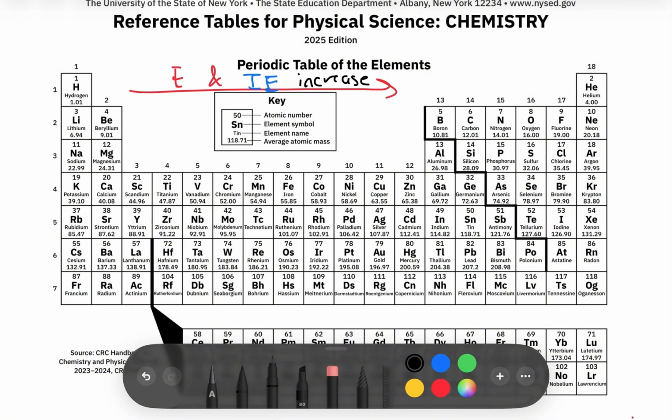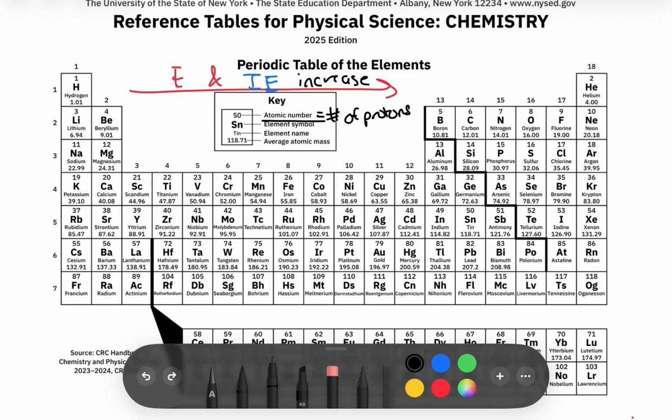Let's talk about why. Well, as we move across a period, we can see that the atomic number increases, and the atomic number is the same thing as the number of protons. And the number of protons is associated with something called nuclear charge. And nuclear charge is the total positive charge in an atom's nucleus. And we know that protons have a positive charge. So as we move across a period, this nuclear charge is stronger because each atom has another proton.